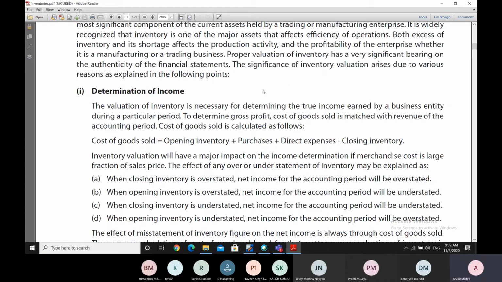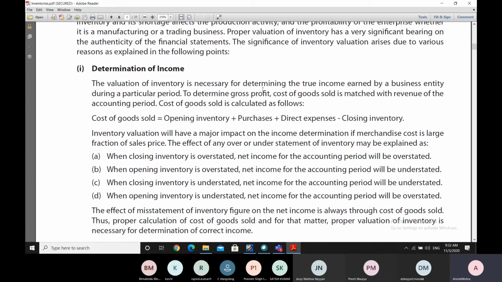The first point is the determination of income. In order to know the income, we have to know the inventory during a particular period. And if we have to talk about income, let us first talk about gross profit. To find out the gross profit, we have to match the cost of goods sold with the revenue of the accounting period.